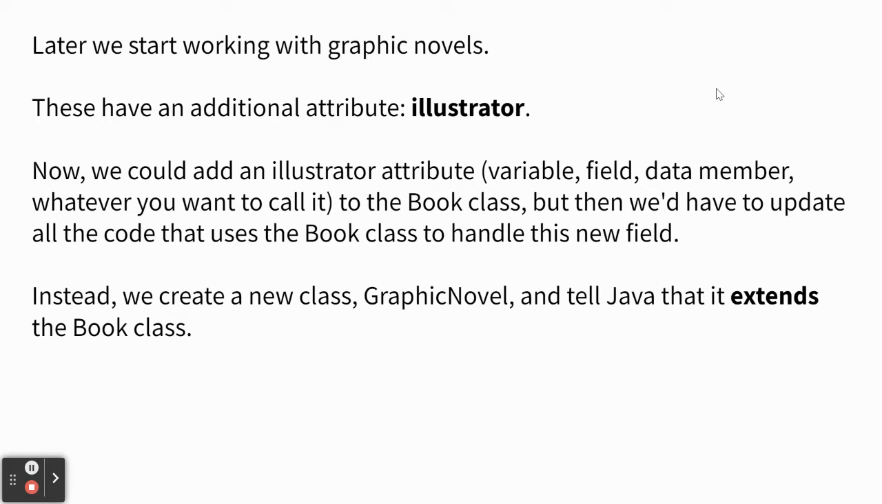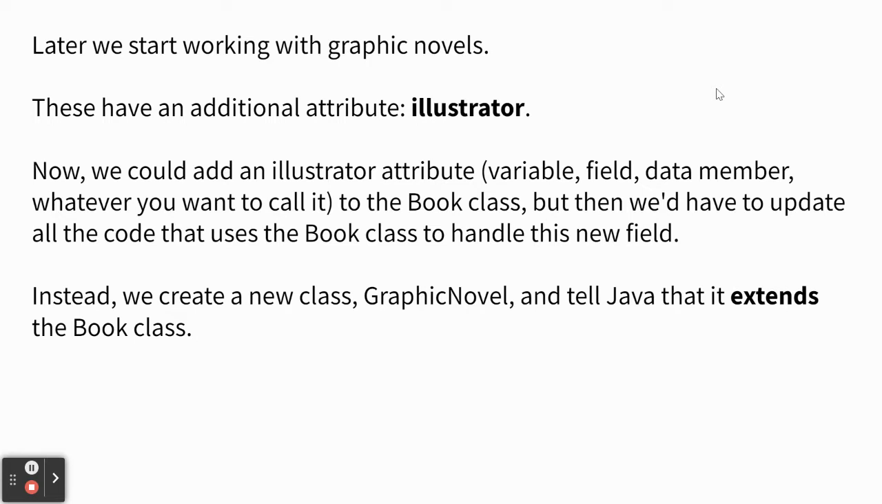Later, we start working with graphic novels. So we have to add another attribute, right? Illustrator might not be the same person as the author. Now, we could just add an illustrator to the book class, but then we'd have to also add it to the book constructor and the book toString and everything else. We'd have to think, how do I put this new variable into this class? And granted, our book class was 8 lines of code, so no big deal. But let's imagine you had a more complicated project and you had to add a variable.